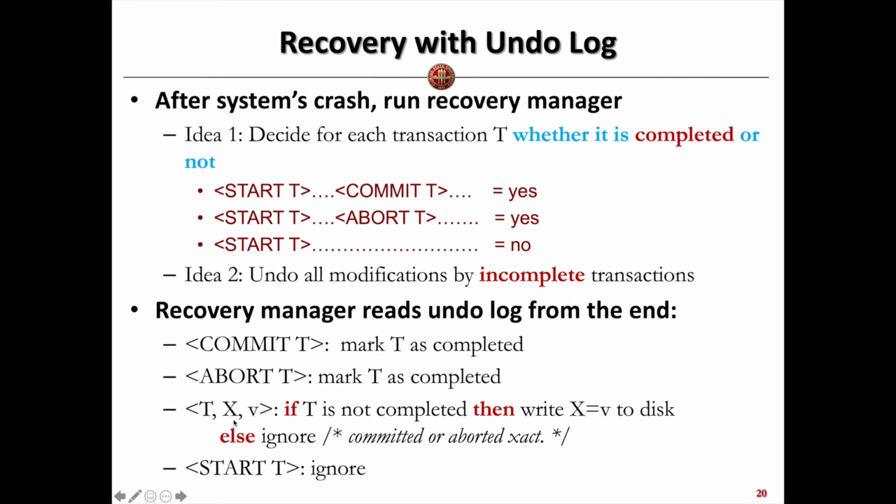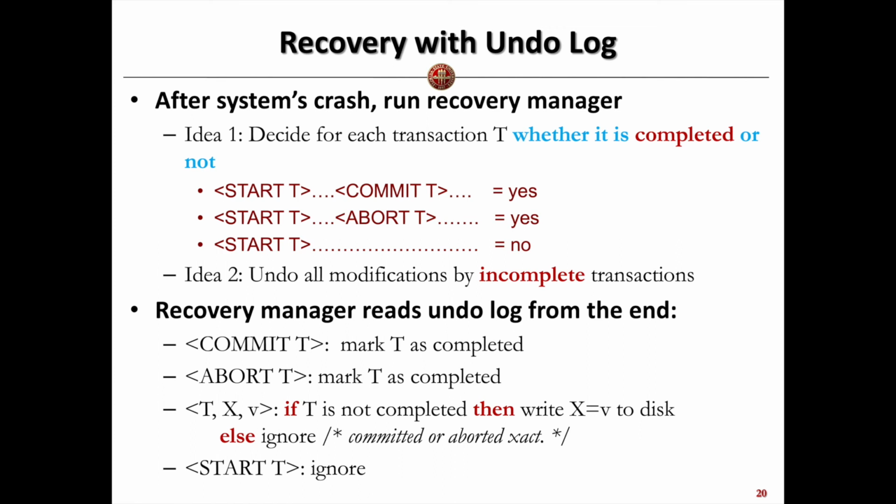This T is not completed, then we have to undo this action, TXV. If we see the TXV, it means we wrote this value for this X, right? Here this V denotes the old value. If this T is not completed, then we can write X equals V to disk. In other words, we can recover the old value for this element X, right? Or if this T is completed, then we can ignore it, because we know this transaction will have no impact on the consistent state of the database system. If we read one line with start T, we can just ignore it.